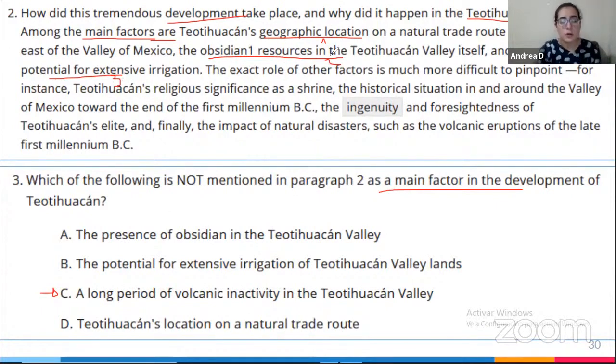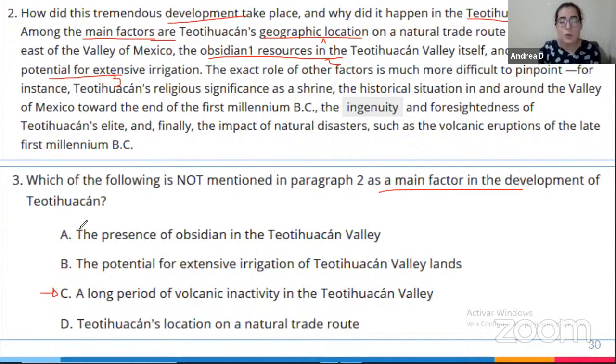So now here, be careful with the synonyms. Remember, it's not always going to be so pink. So you're not going to have something like Teotihuacan's geographic location on a natural trade route in the south and east of the Valley of Mexico. Sometimes you got synonyms, summarized information, but it's the same thing. So you have location, natural trade route here, potential for extensive irrigation, you have it here, and obsidian, you have it here.